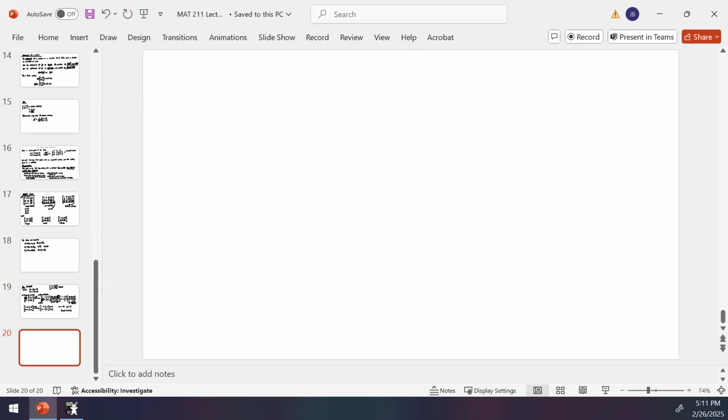So if we do another example where maybe you get a matrix that looks like this, solve the system.